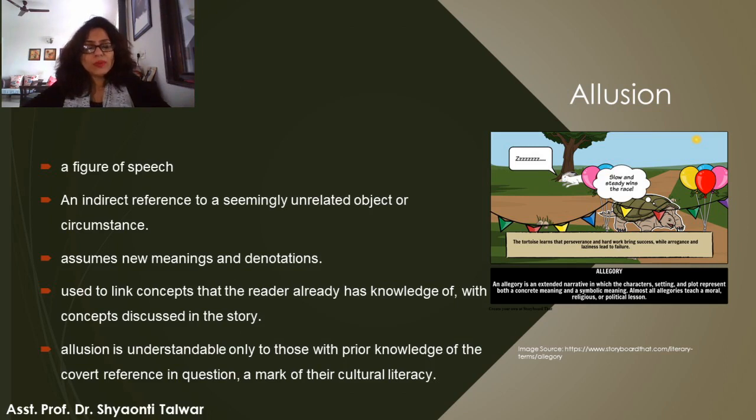So, through this allusion, when the reference is to something outside the text or outside the context, the situation at hand assumes a new meaning and a new denotation. Allusion is used to link concepts that the reader already has knowledge of with concepts discussed in the story. And allusion is understandable only to those with prior knowledge of the reference in question, which is a mark of cultural literacy.